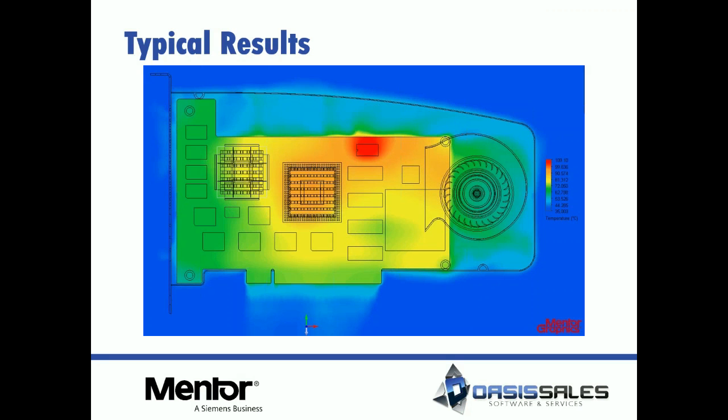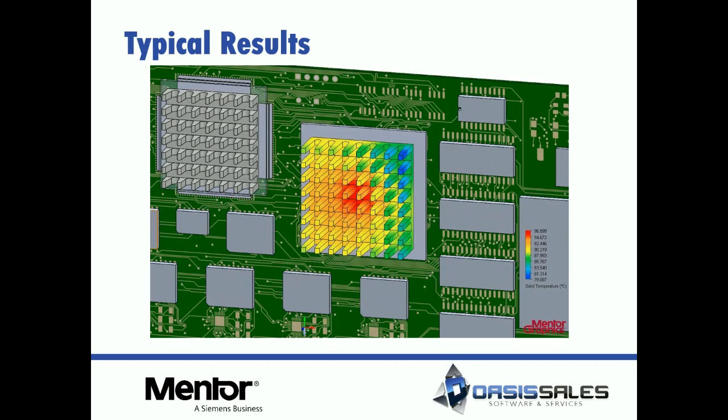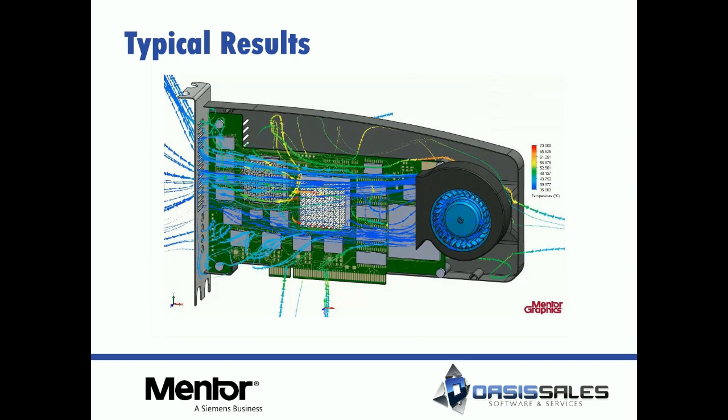Just to have a look at some typical results back in the PowerPoint, we can see we have cross planes through the model looking at temperatures. We can also create some surface plots looking at component temperatures and PCB temperatures and the min and max values. We can look at heatsink temperatures and understand where the coolest, where the hottest, where the most effective heat transfer is into the air. We can also animate things, as I showed you just a moment ago. So we can have a look at dynamic airflow analysis.